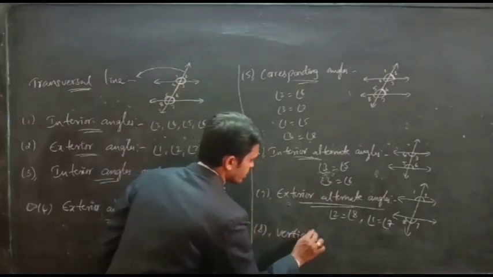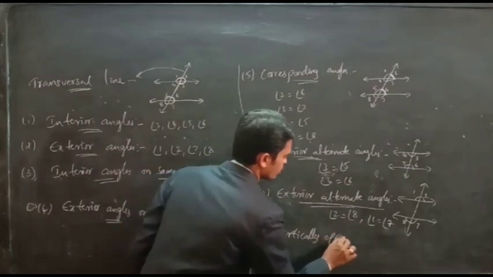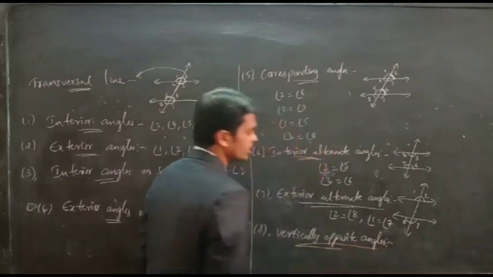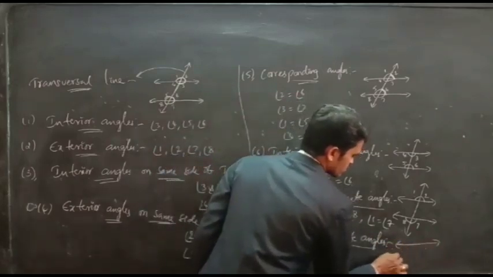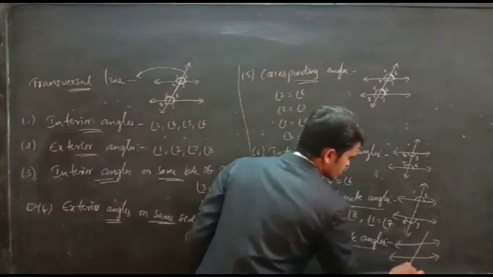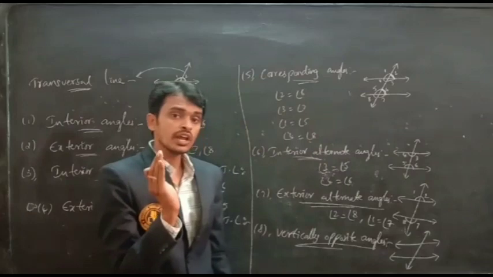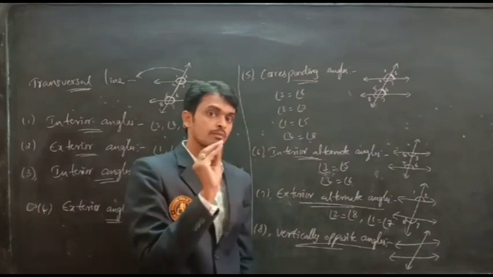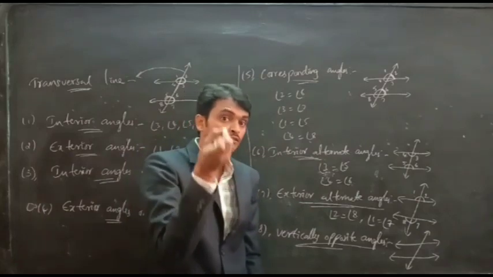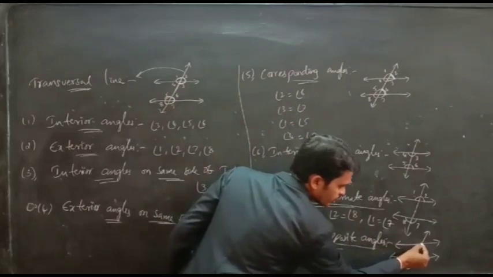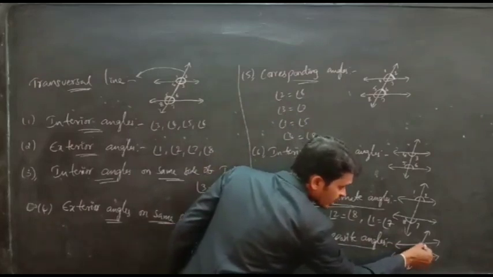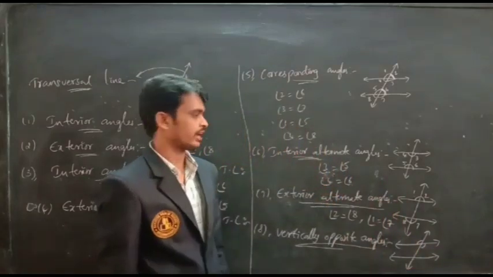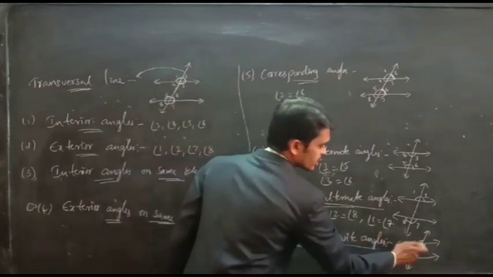vertically opposite angles. So these are parallel lines and this is a transversal line. When two lines are intersecting, the angles formed opposite to each other at the point of intersection, here this is the point of intersection, when the angles are opposite to each other, they are called vertically opposite angles. Which angles are there?